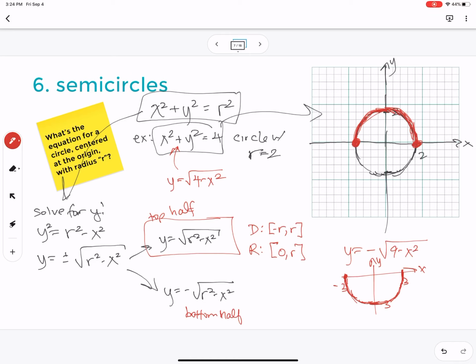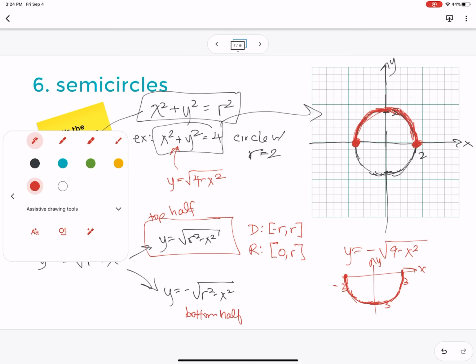When you're working with square root functions, just like with absolute value functions, you're going to have to be looking at them graphically.